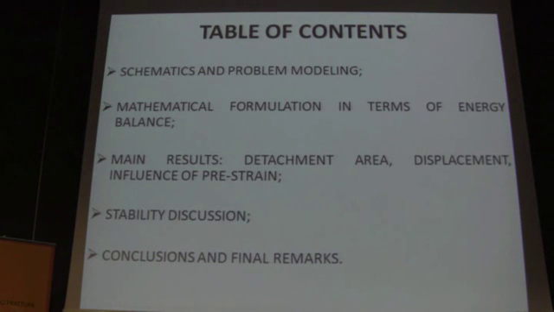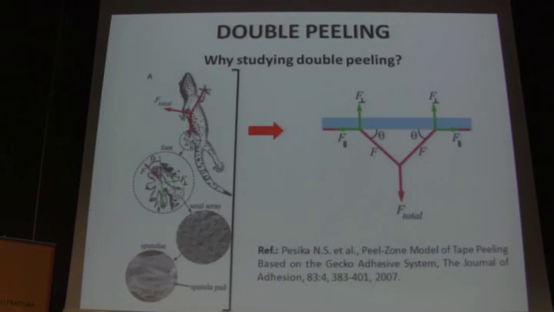So, a brief outline of my presentation. I will introduce the model of the problem, then the mathematical formulation, and so I will be able to show you the results in terms of area displacement and pre-stress and pre-strain influence. Then I will discuss the stability of the equilibrium, and I will conclude with some final remarks.